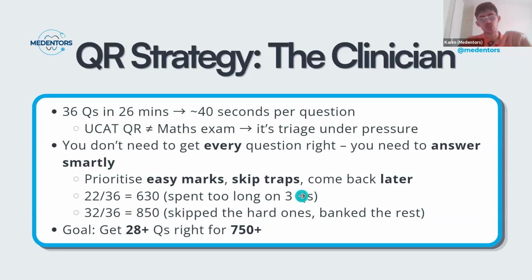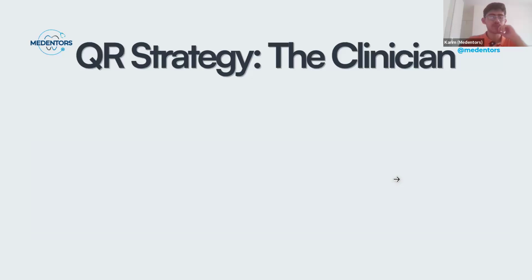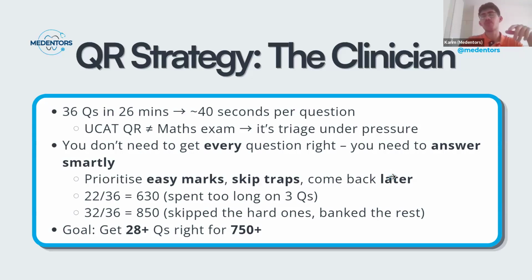And that's because I spent too long on three questions. I spent 3 or 4 minutes on each of those three questions because they were hard. So I wasted half the time doing them. And then the other half of the time I got some easy ones. Oh, cool. But then I didn't manage to even finish the subsection. I didn't even manage to do all the questions.